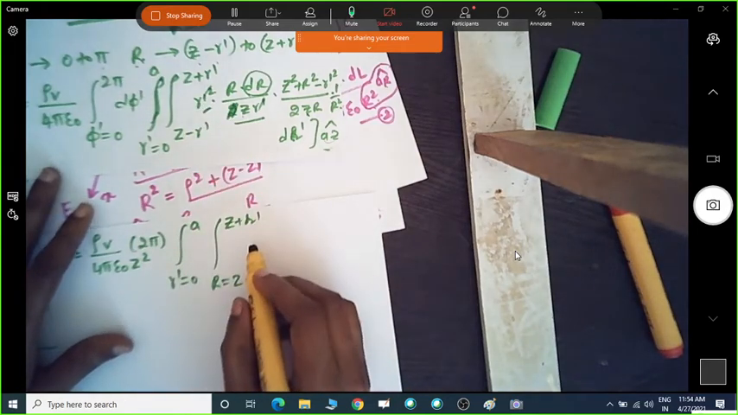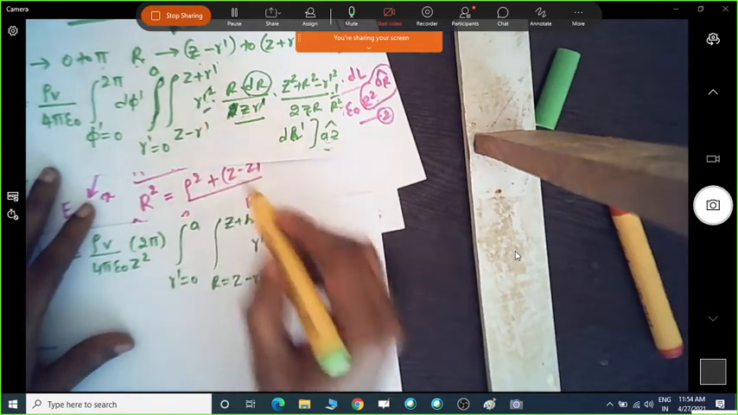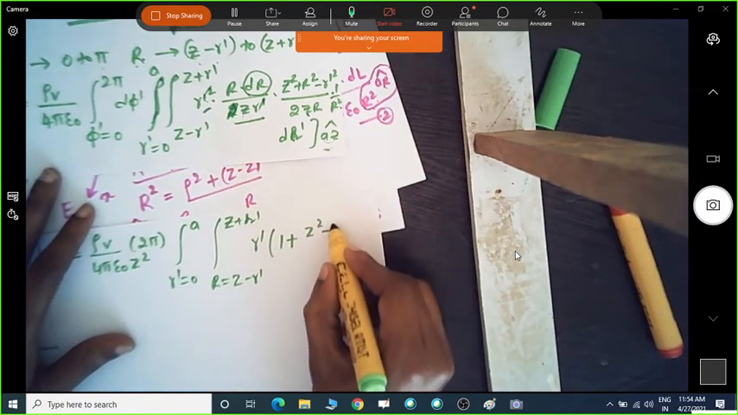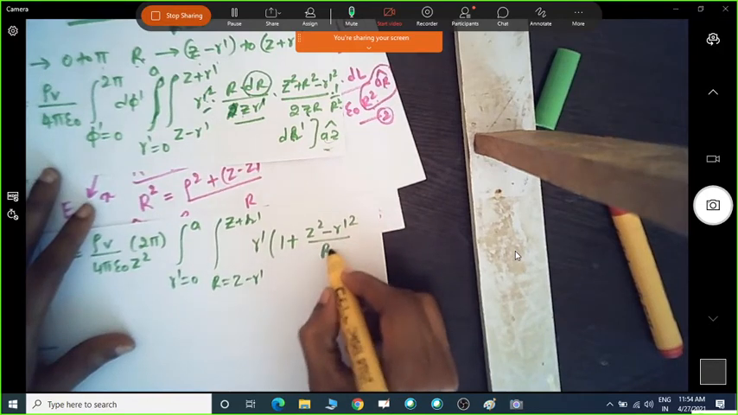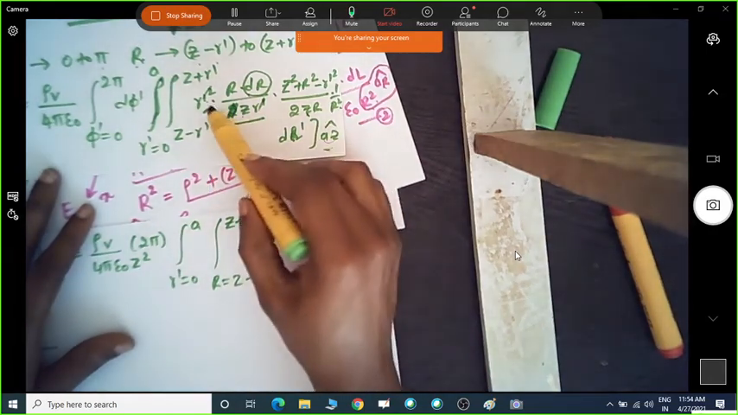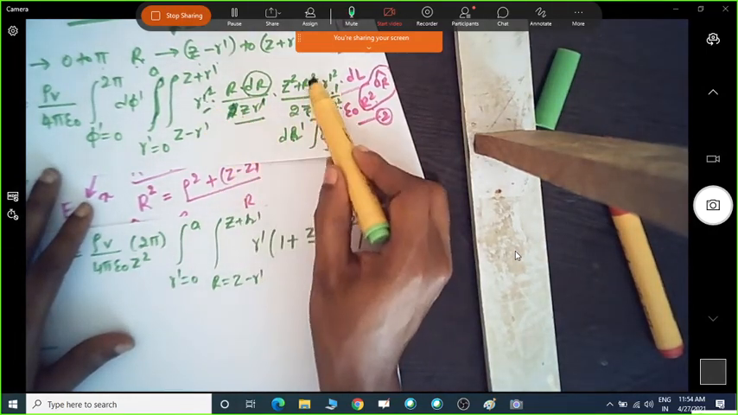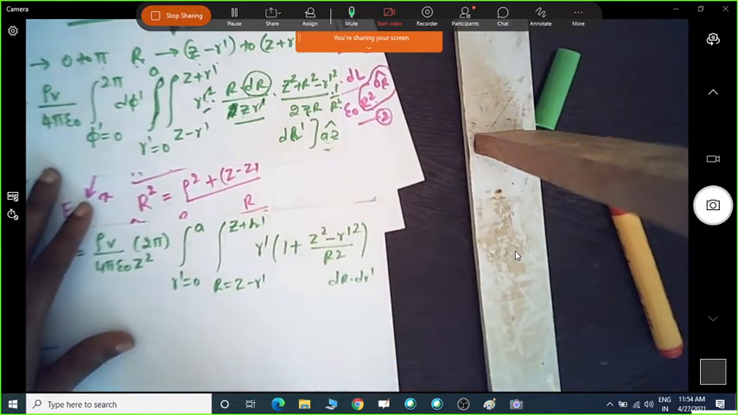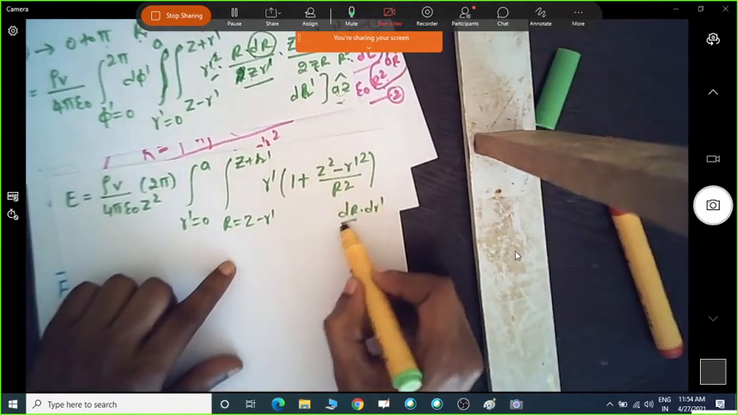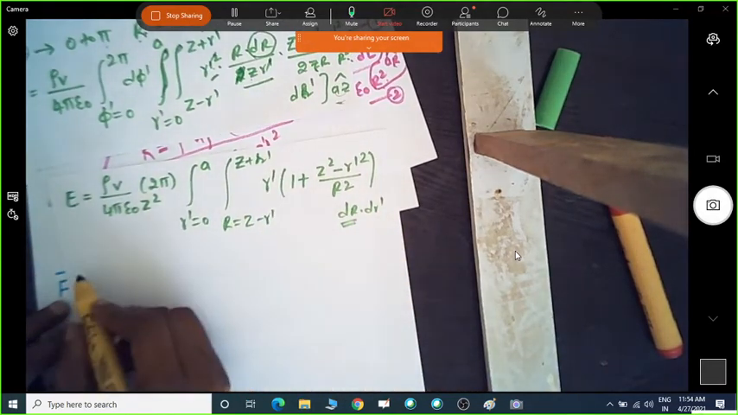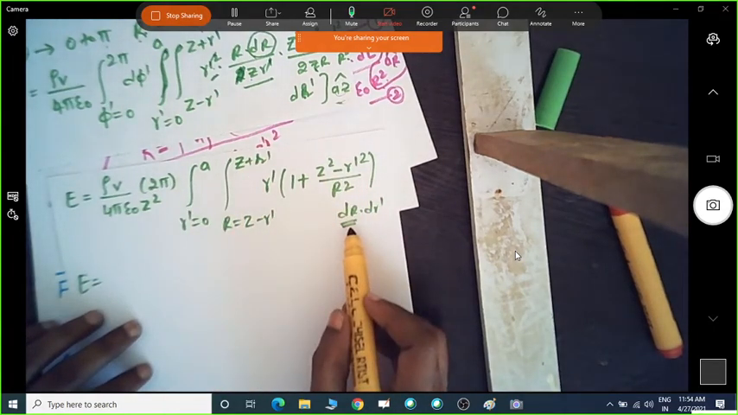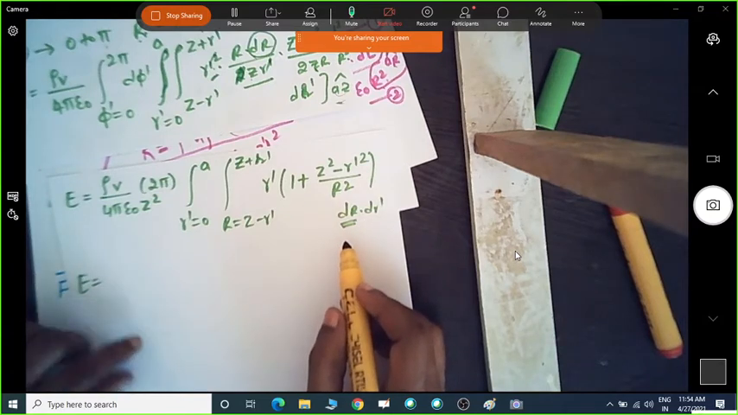Now if I take r dash common, it is left with 1 plus z square minus r dash square divided by r square, into dr into dr dash. So if I take r dash common, we have this equation which is left out. Now we can integrate first with respect to dr, and then we will get the next integral.